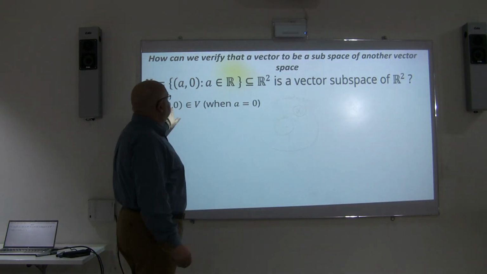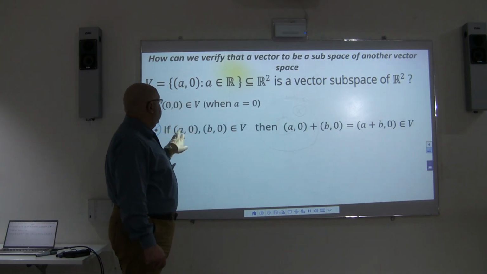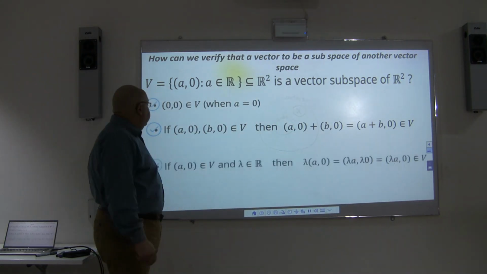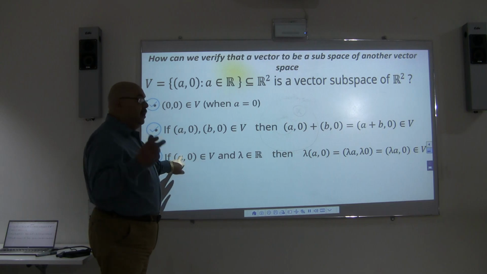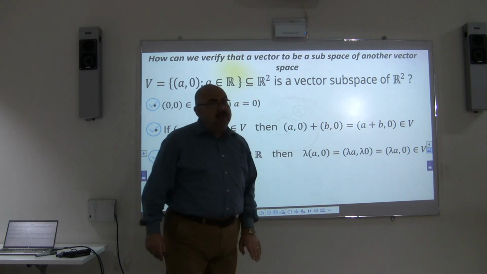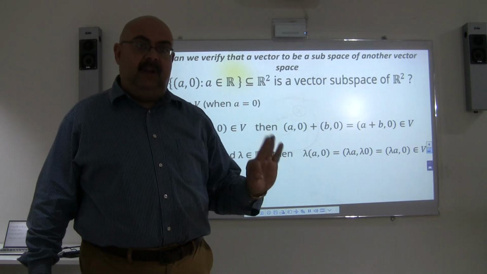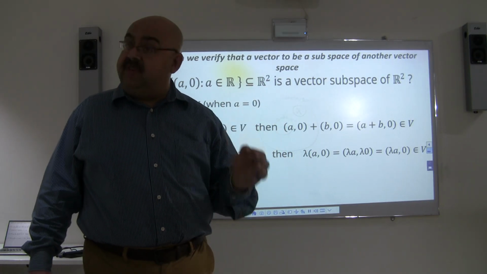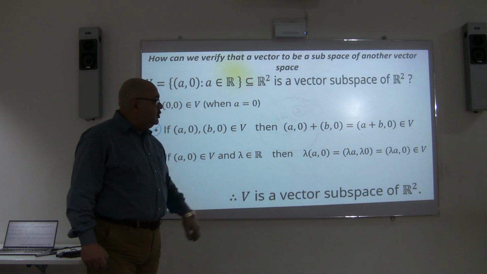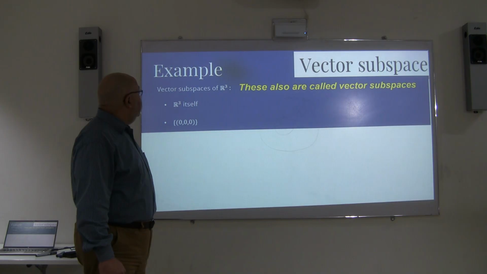Number one, the origin exists when A is equal to 0. If A is equal to 0, you will have the origin. Number two, (A, 0) plus (B, 0) gives (A plus B, 0), which belongs to V. The third one, if you multiply (A, 0) by a number, lambda, alpha, whatever, the result belongs to the same set. The three conditions are satisfied, and they share the same origin, so V is a sub-vector space of R2. These are also called vector subspaces.